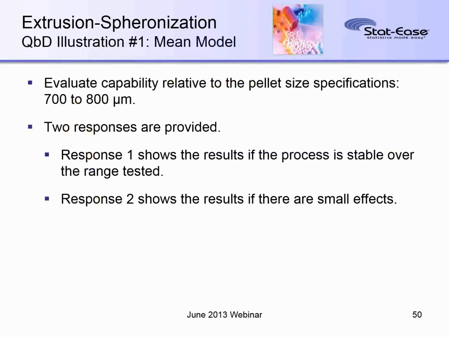So you always evaluate your predictions versus those specifications. Is the tolerance interval within specification? So the first response that I'm going to show you is going to show what happens if we were right. It is just a mean model. There are no effects. And then the second one will show you what happens when there are small effects in your system.